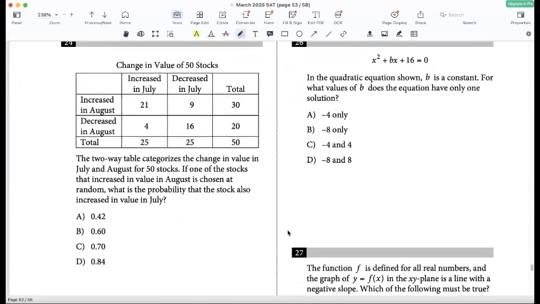The two-way table categorizes the change in value in July and August for 50 stocks. If one of the stocks that increased in value in August is chosen at random, so that's a total of 30 stocks, what is the probability that the stock also increased in value in July? So that's 21. So 21 by 30, which is 0.7.